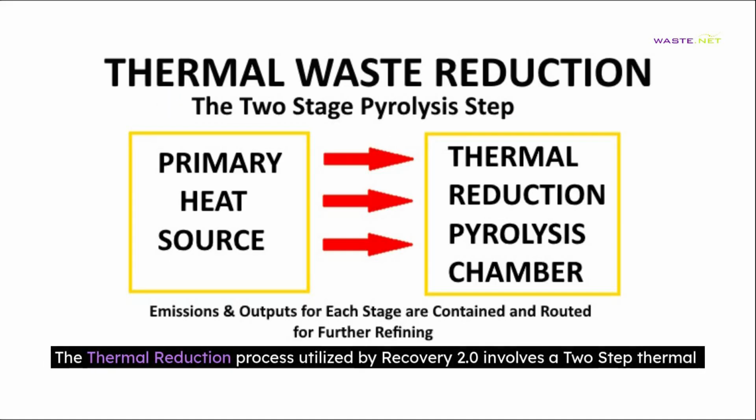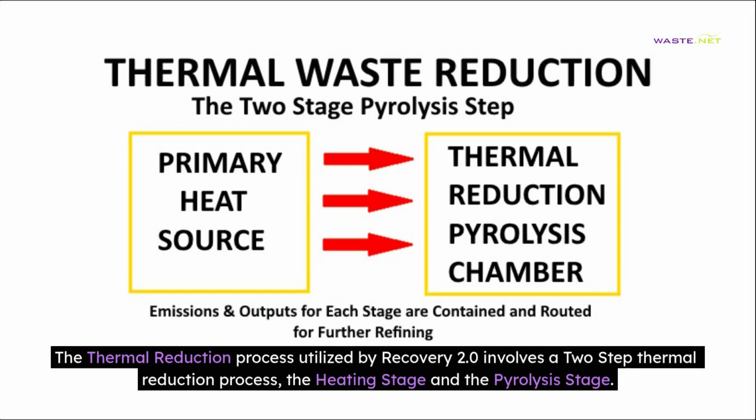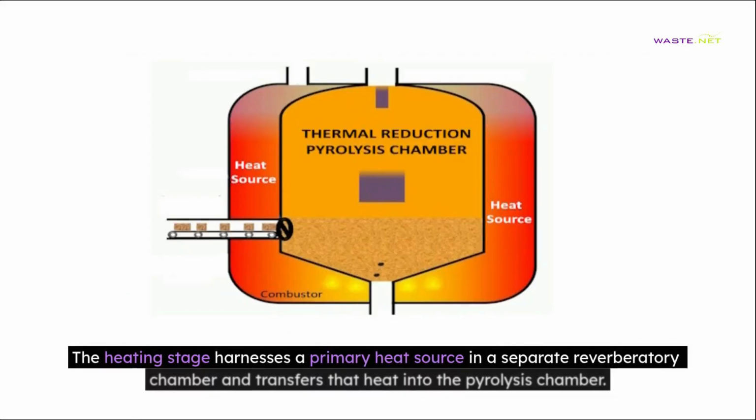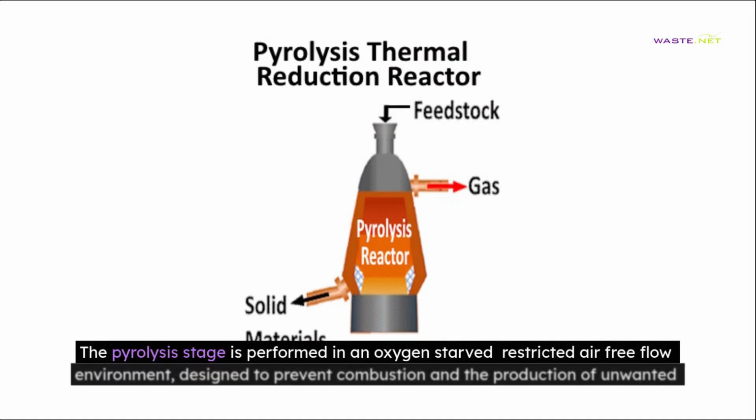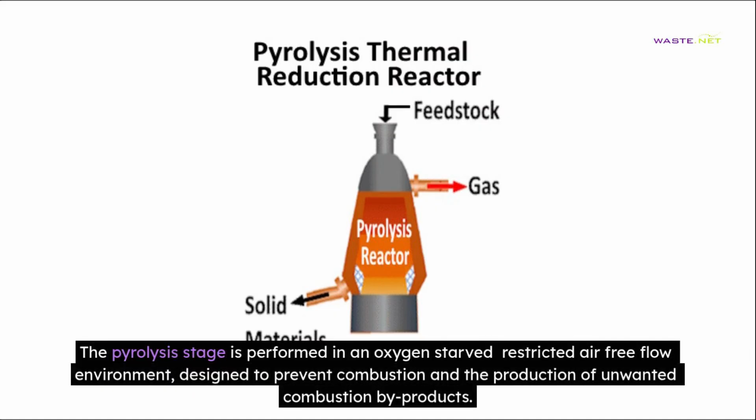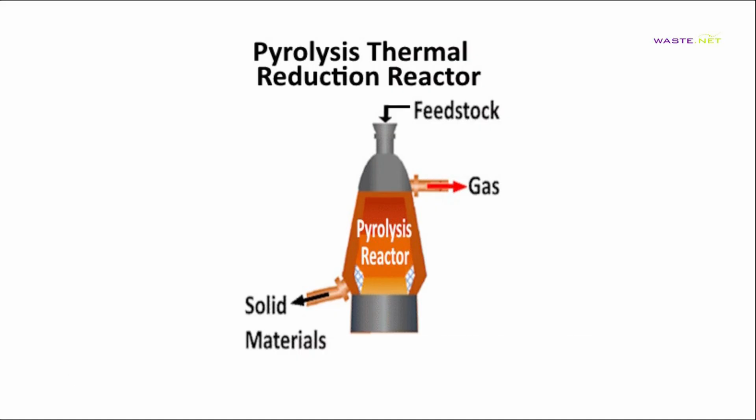The thermal reduction process utilized by Recovery 2.0 involves a two-step thermal reduction process, the heating stage and the pyrolysis stage. The heating stage harnesses a primary heat source in a separate reverberatory chamber and transfers that heat into the pyrolysis chamber. The pyrolysis stage is performed in an oxygen-starved, restricted air free flow environment, designed to prevent combustion and the production of unwanted combustion byproducts.